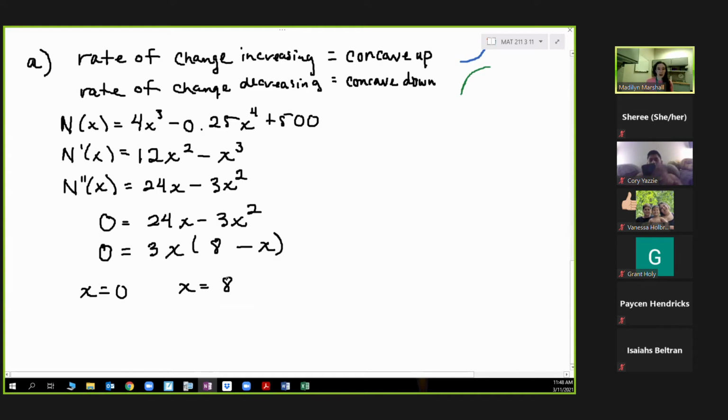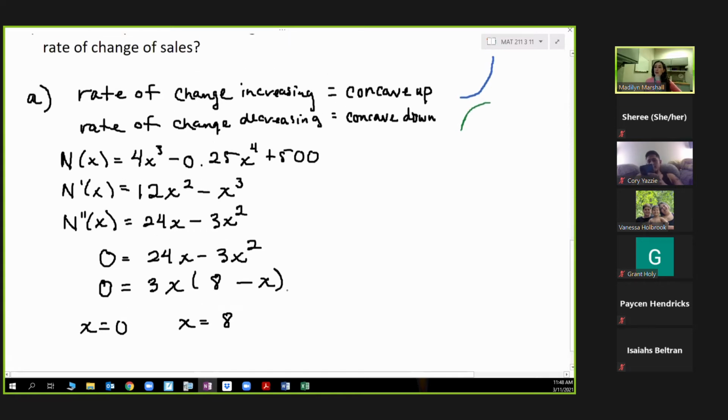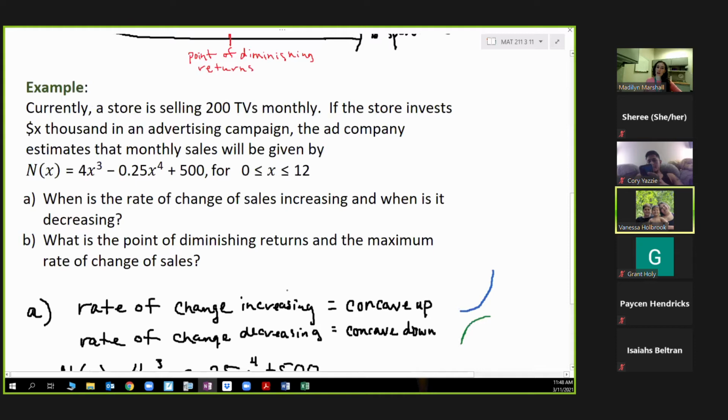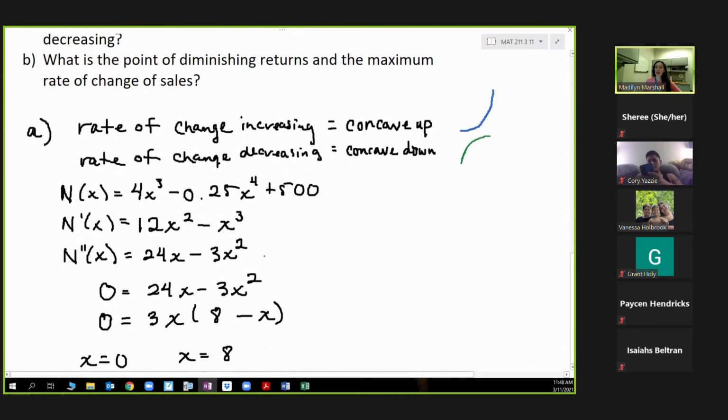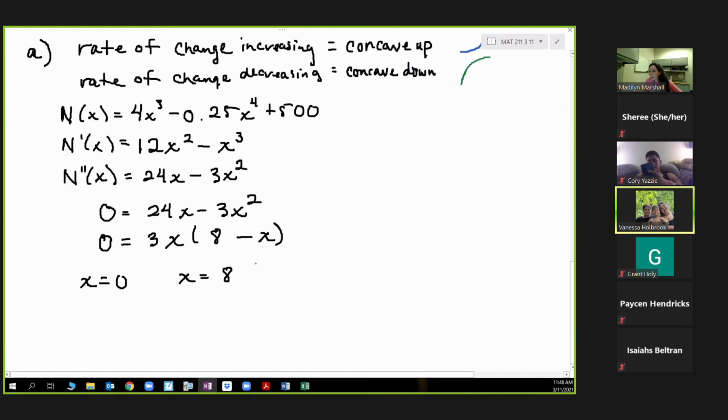So we have our partition numbers for n double prime, the second derivative here. But what are those two numbers called? These are the partition numbers of the second derivative. Okay, and then we do critical, right? So critical numbers are only for the first derivative. Okay, thank you.